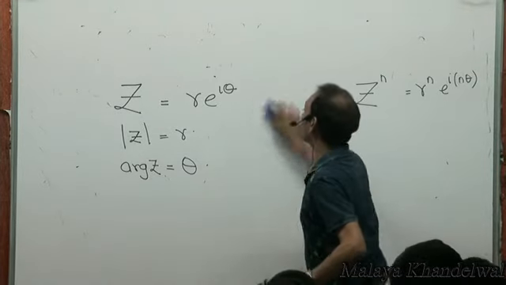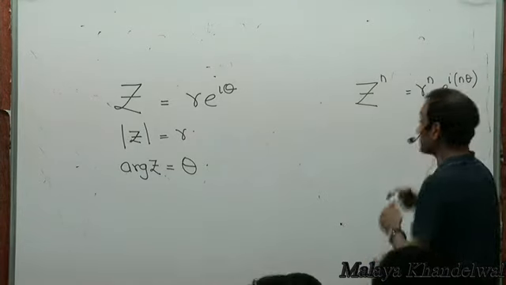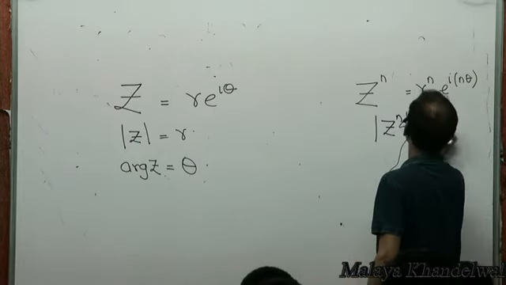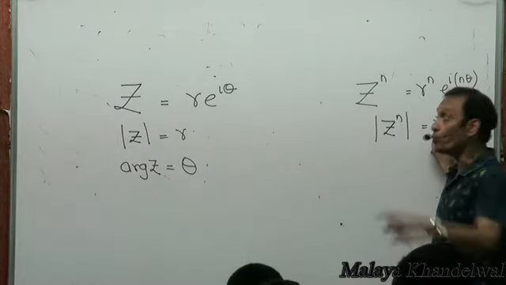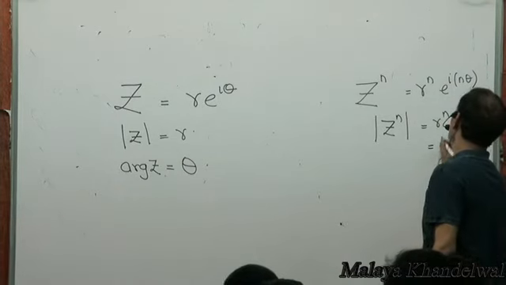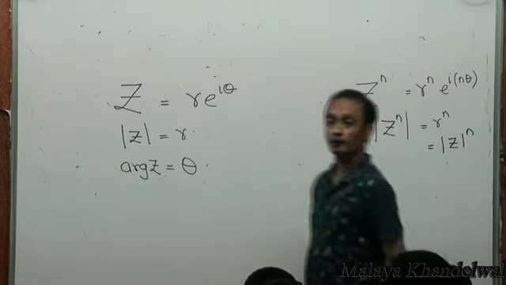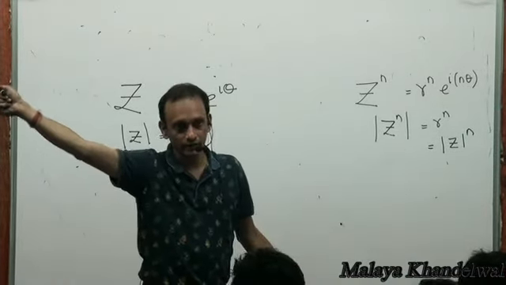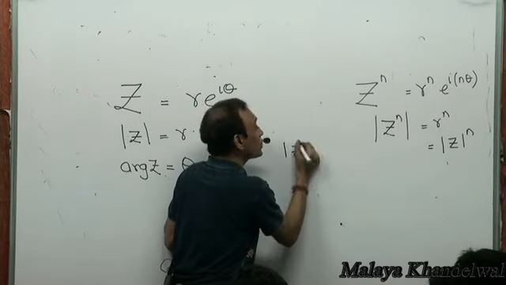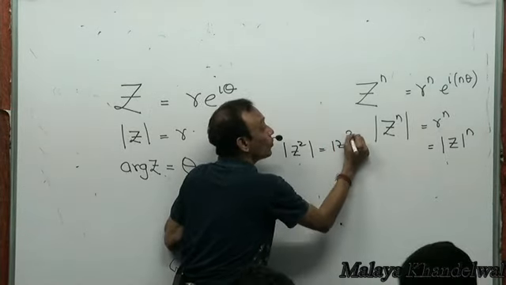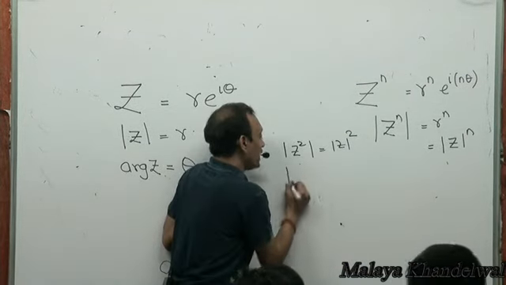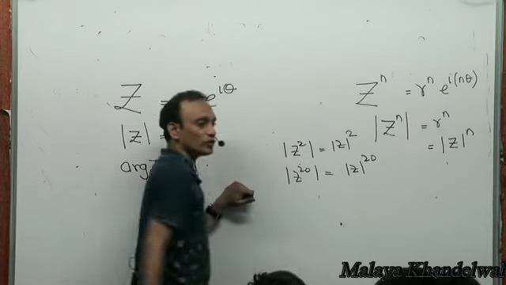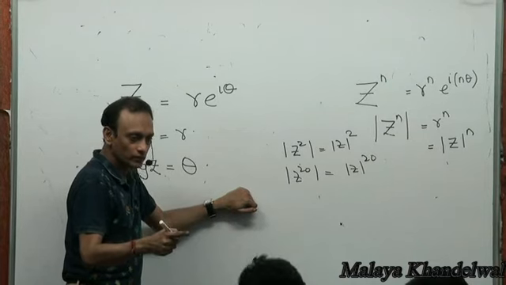Now, if z is a complex number, z power n is also a complex number. What's the modulus of this complex number z power n? But what is r? Mod z. r is mod z. So this is mod z whole to power n. So mod of z power n is mod z whole to power n. If I had mod z squared, that's the same as mod z whole squared. If I had mod z to power 20, then that's mod z raised to power 20. Right?